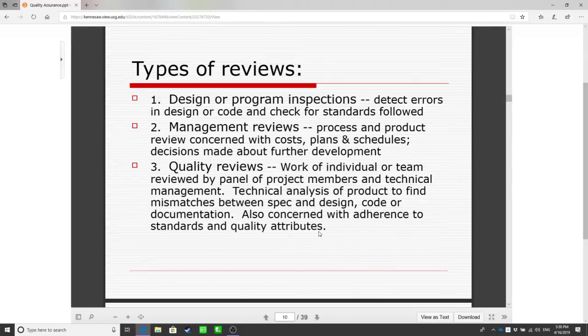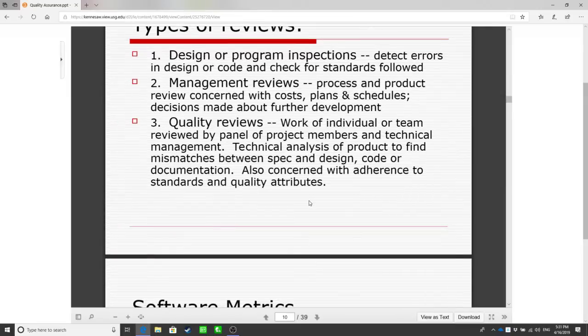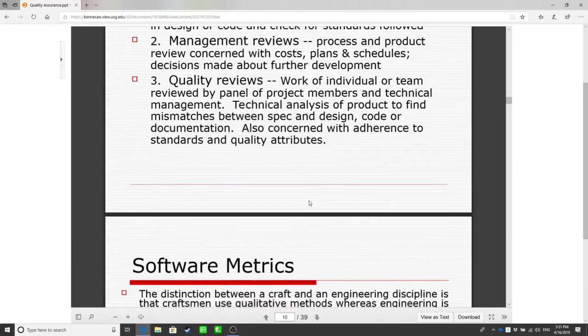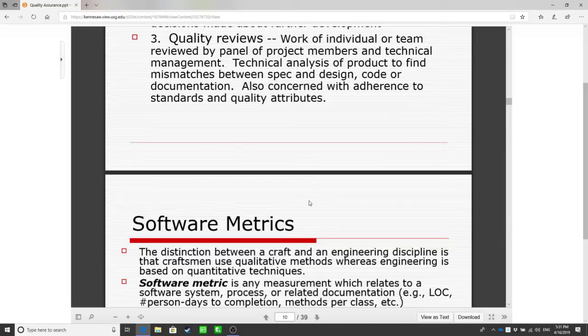So, types of review, we just go through this quickly. We have something more important later. So it's design and program inspections: we check the program. Management review: we check the process. And quality review: we have a team, a panel, to review the whole area of quality, including the product itself and the software process. And also we check if we have the standard. Are we adhering to the standards?